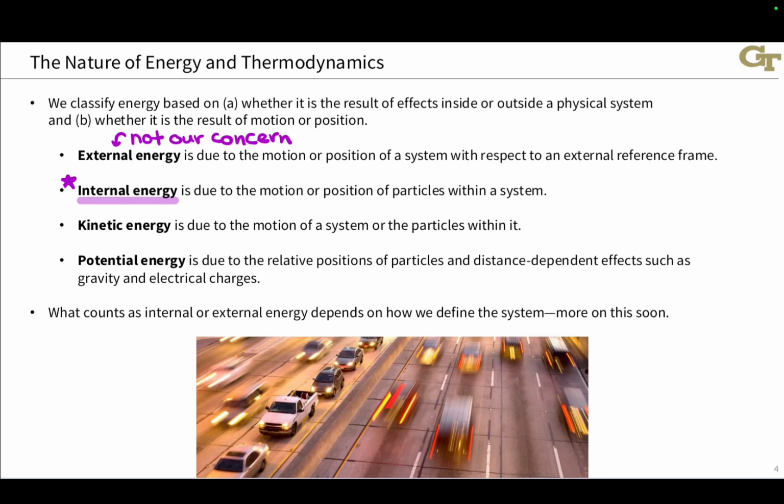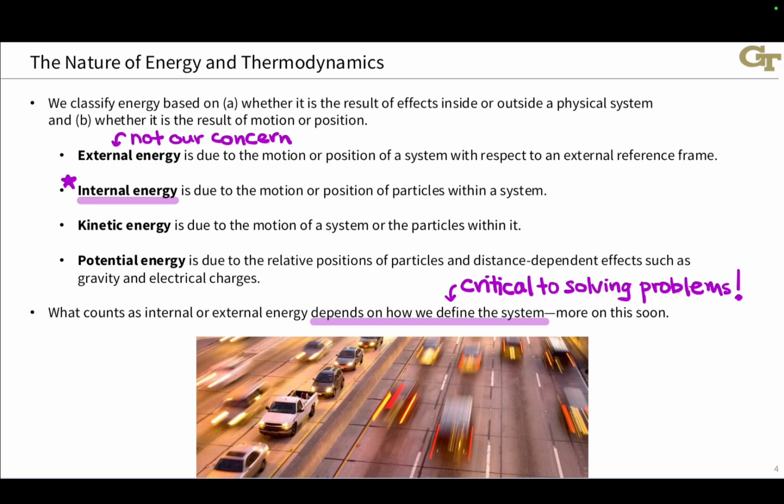Now, this distinction between external and internal energy, let me return to this to finish off this slide. This depends on how we define the system, right? What counts as internal depends on how we define the system. If we're interested in the solar system as a whole, then our energy on Earth hurtling through space becomes really important. It actually becomes internal to the solar system as a whole. And so in some cases, we might be interested in the energy of everyone hurtling through space on Earth. In many cases, we would not.